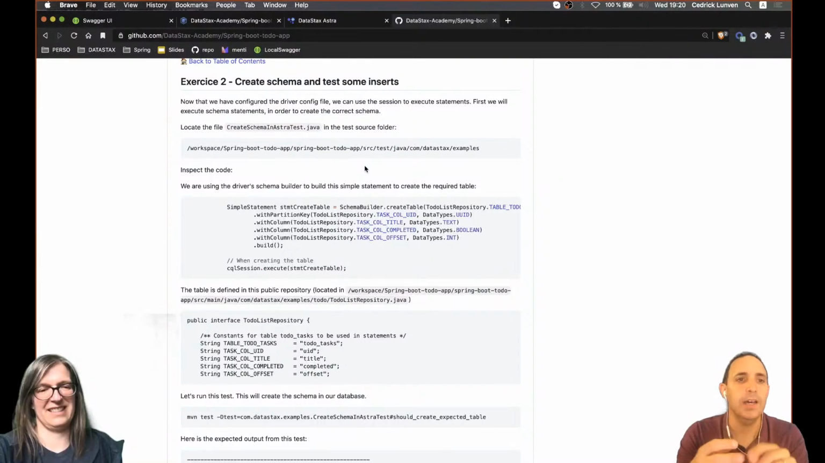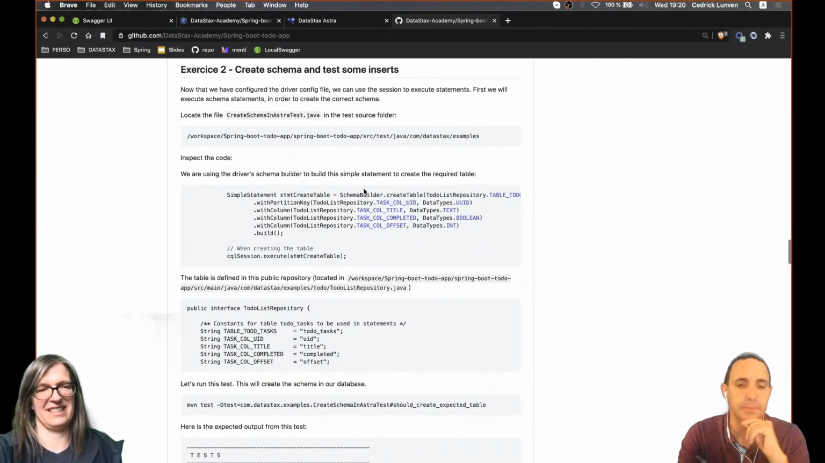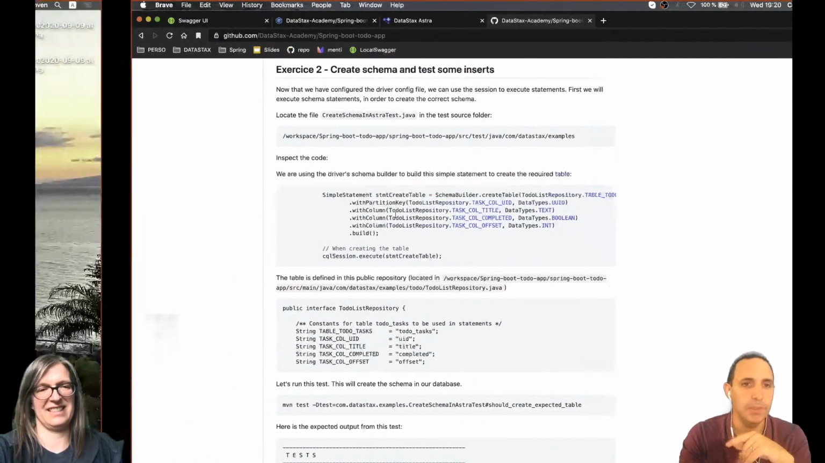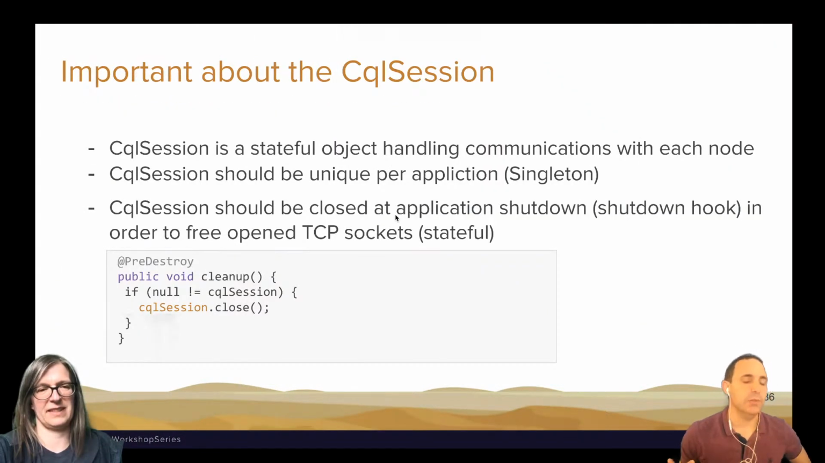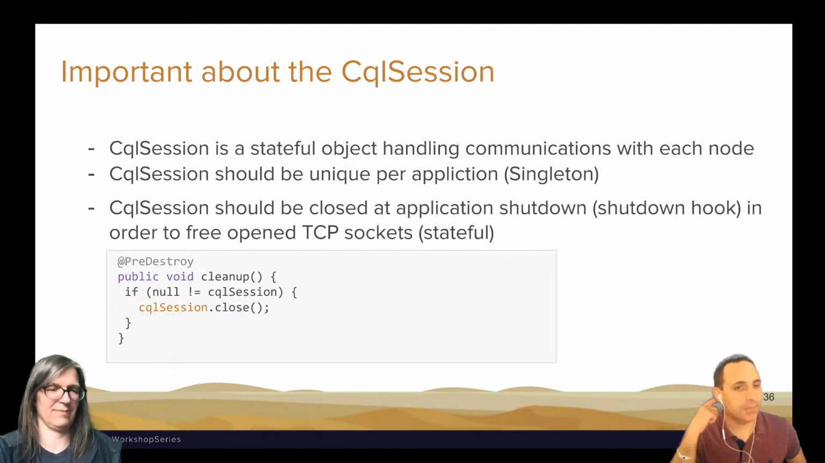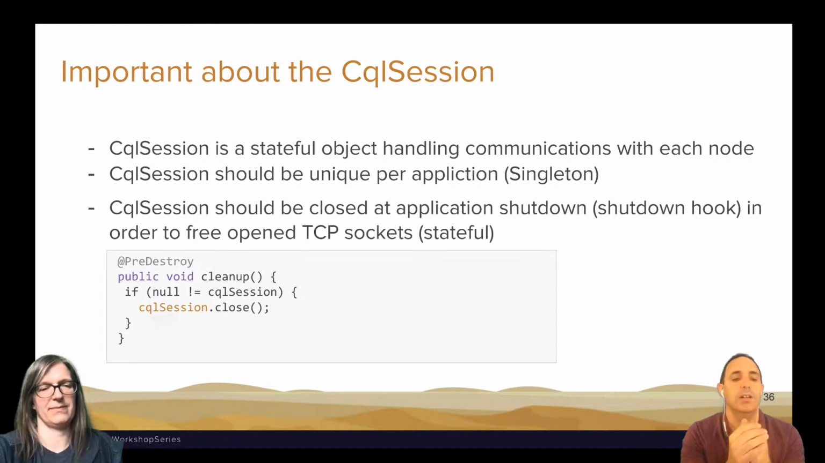Create schema and do some inserts. So I will go through a few slides. First, the session we created should be a singleton in your app, a single instance. These objects handle multiple TCP connections to Astra, and you want to clean up and close those TCP connections when the application is shut down.